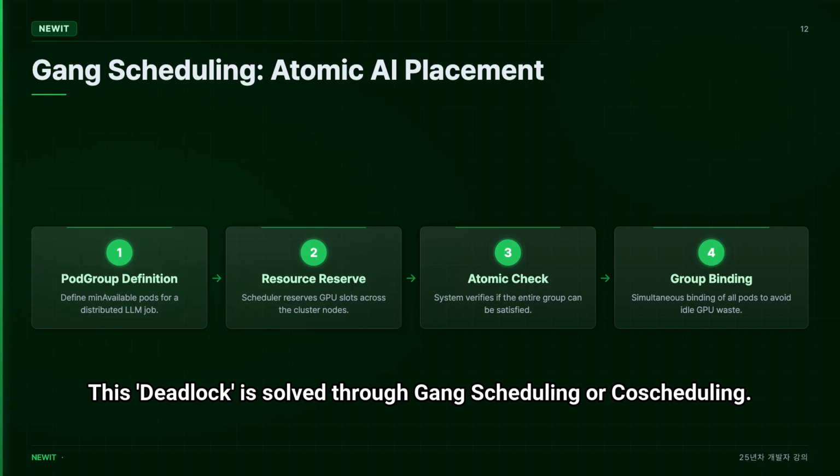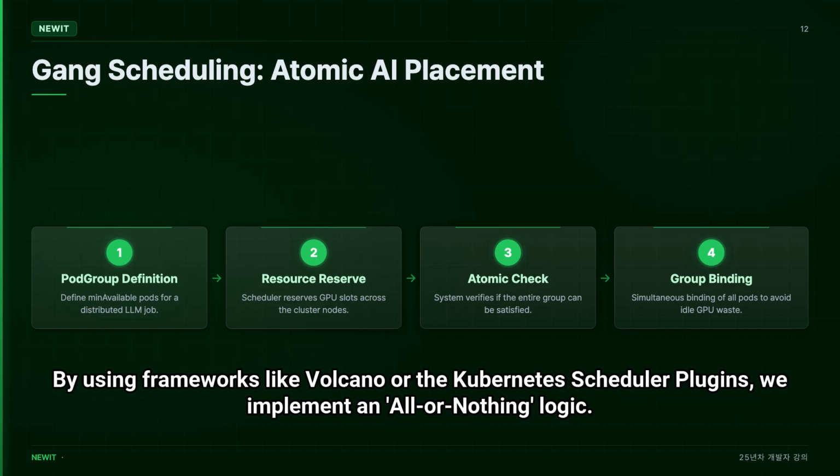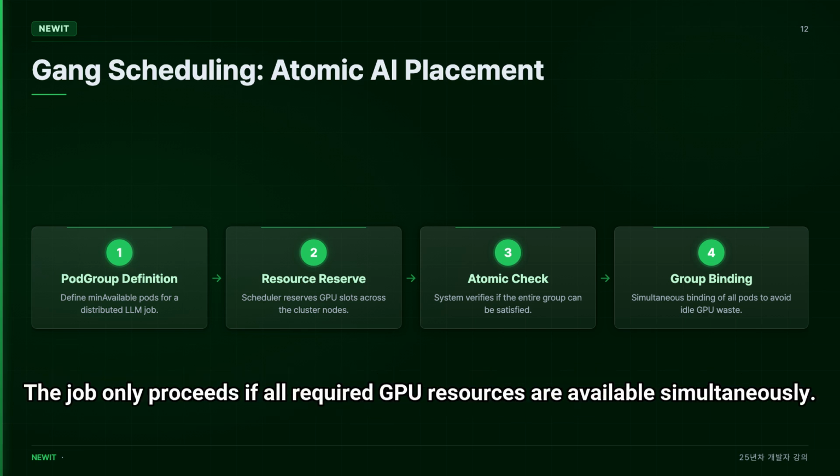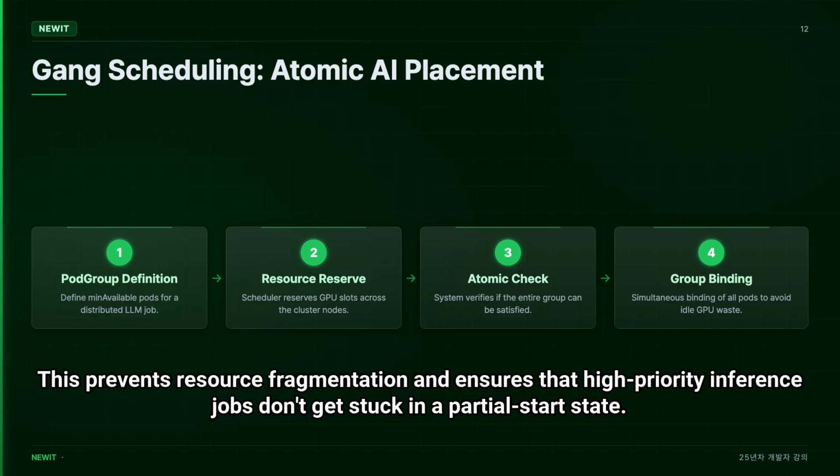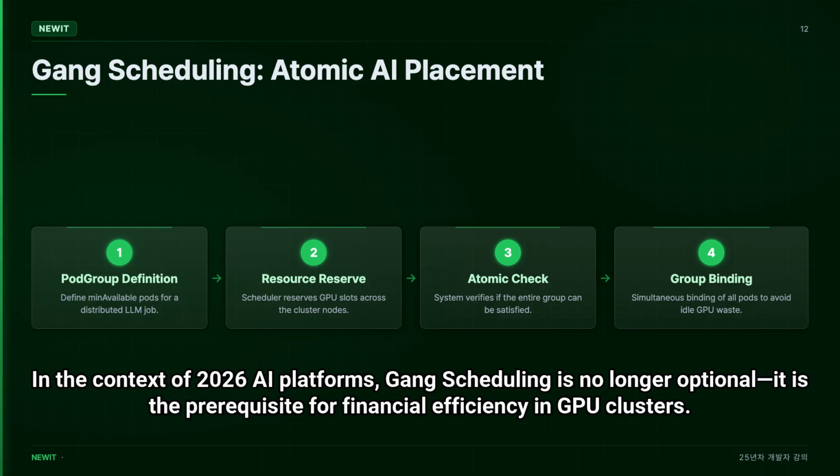This deadlock is solved through gang scheduling, or co-scheduling. By using frameworks like Volcano or the Kubernetes scheduler plugins, we implement an all-or-nothing logic. The job only proceeds if all required GPU resources are available simultaneously. This prevents resource fragmentation and ensures that high-priority inference jobs don't get stuck in a partial start state. In the context of 2026 AI platforms, gang scheduling is no longer optional. It is the prerequisite for financial efficiency in GPU clusters.